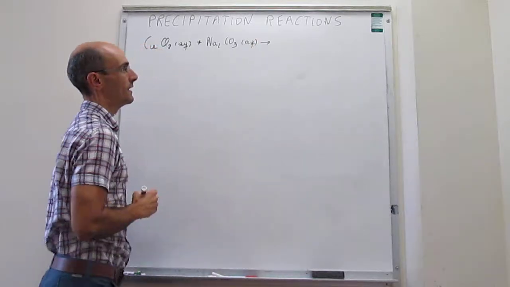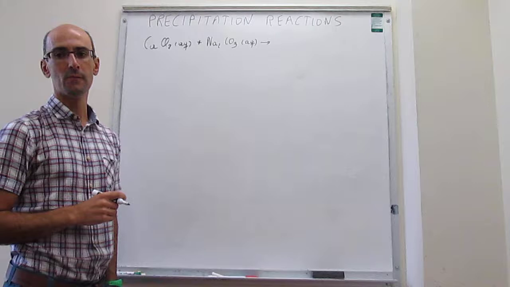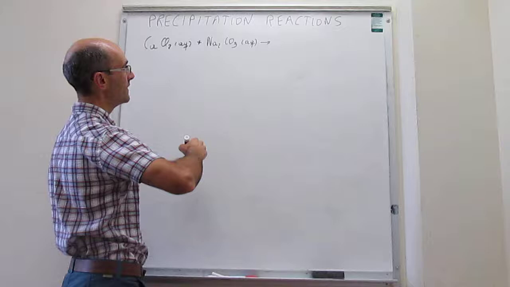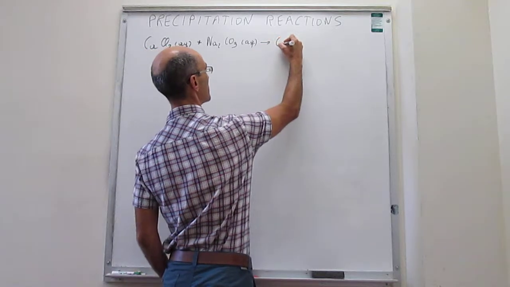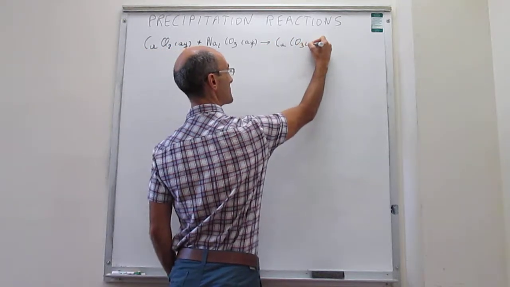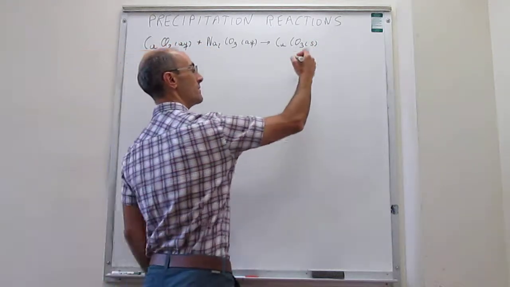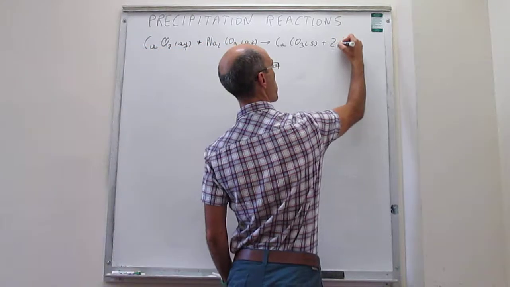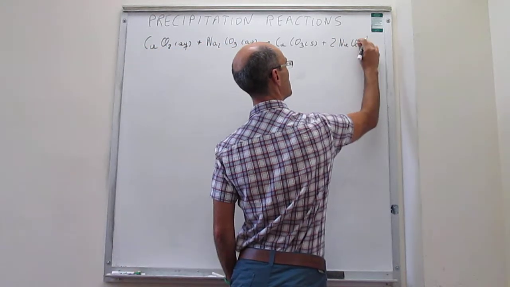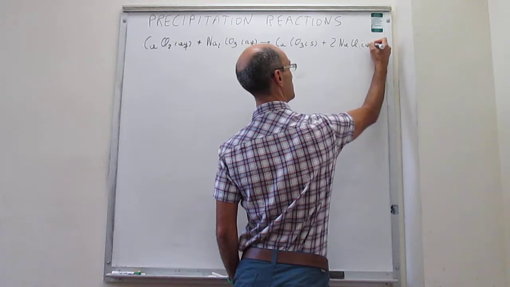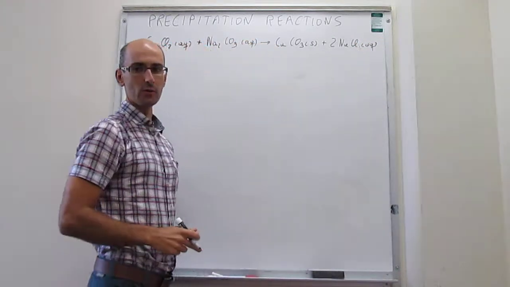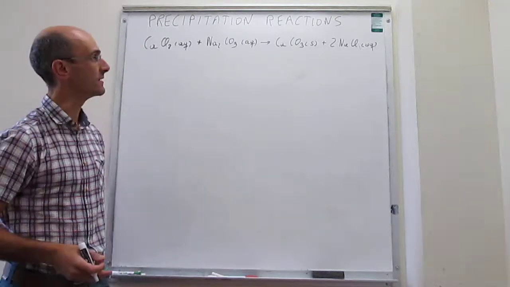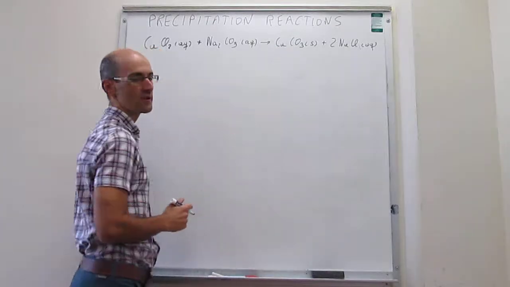And when we mix these two ionic solids, a precipitate forms. Something insoluble is going to form, and that insoluble product is calcium carbonate. It's a solid. And then the other product that you can form would be sodium chloride. Sodium chloride, table salt, as we know, is a water-soluble ionic solid. But calcium carbonate is actually not soluble in water.